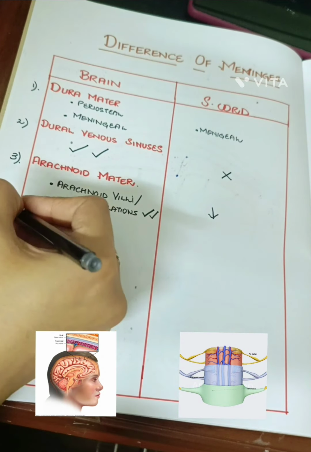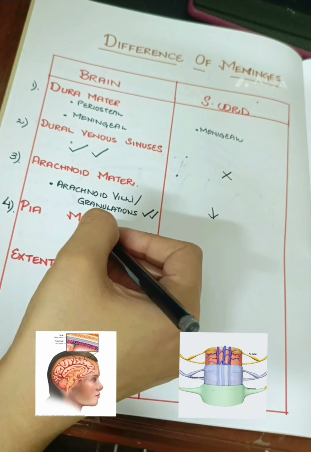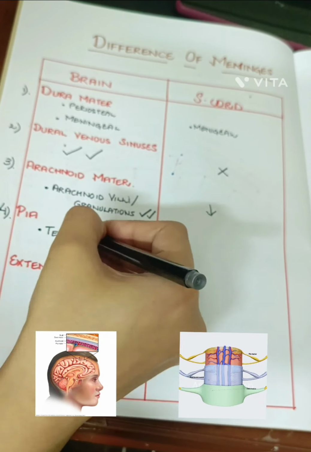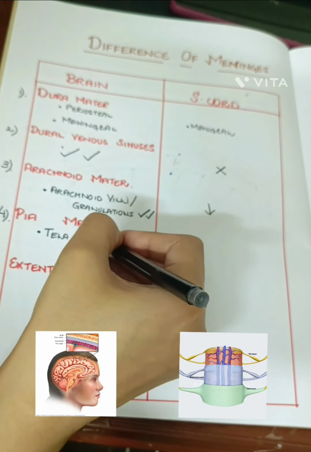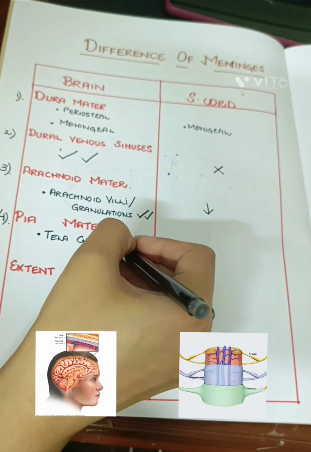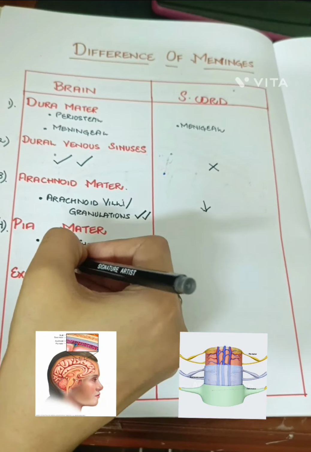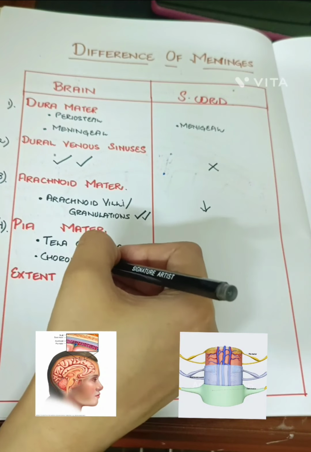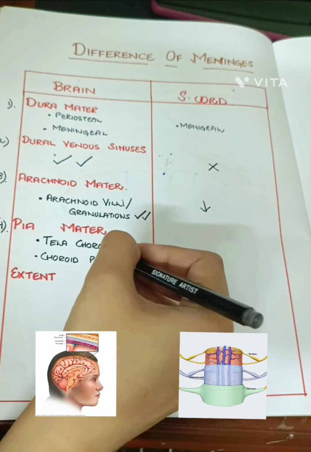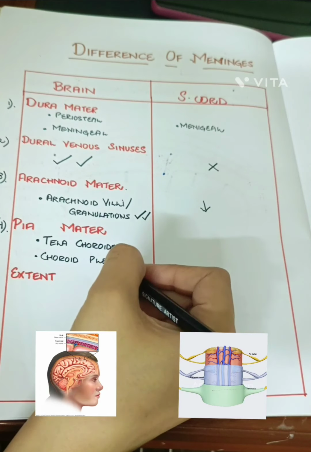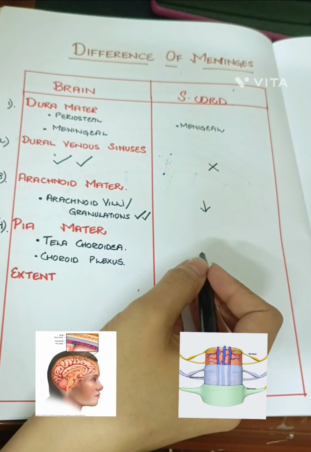The difference in the pia mater is that in case of the brain, the pia mater is important as it forms the tela choroidea and the choroid plexus, which are the sites of CSF production. And these structures are formed in the roof of the third ventricle, fourth ventricle, and the lateral ventricles. However, these structures are not found in the spinal cord.